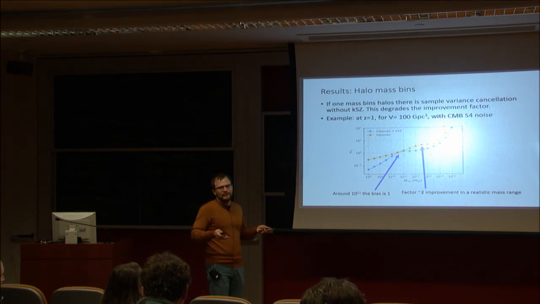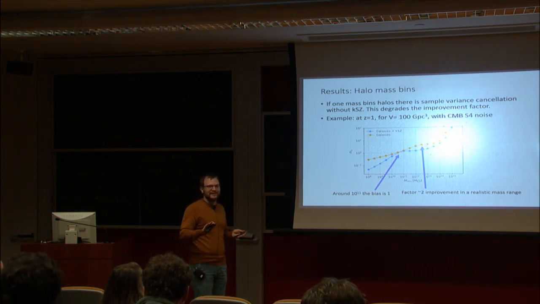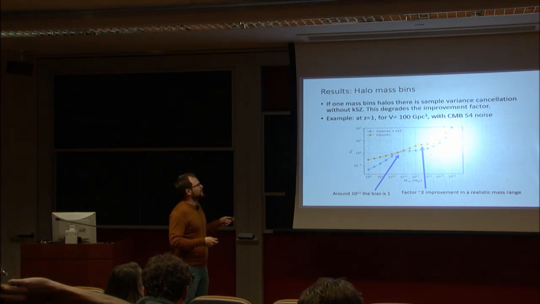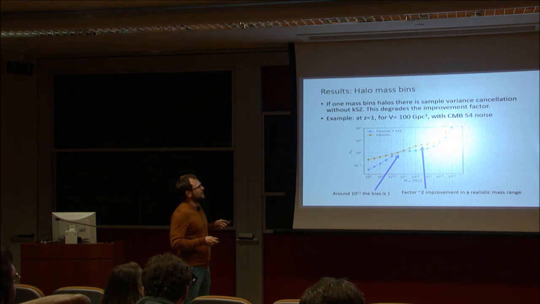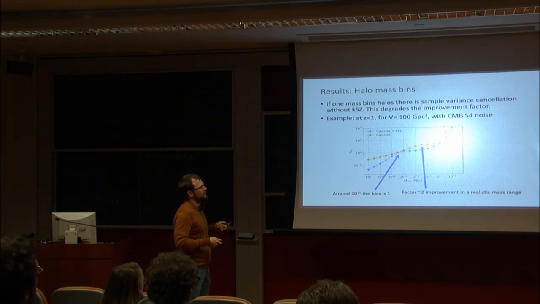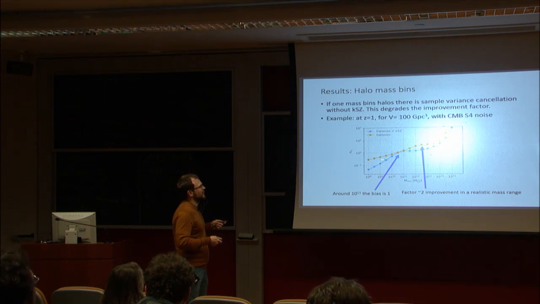KSC method for sure gives you a bias 1 sample, because it measures all the matter. Yet, if you assume that you could do this internal sample variance cancellation of galaxies perfectly, in the sense that you can split them by mass and you know the relation of the mass to the bias, then you get this kind of forecast here.